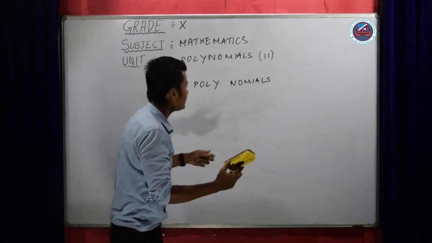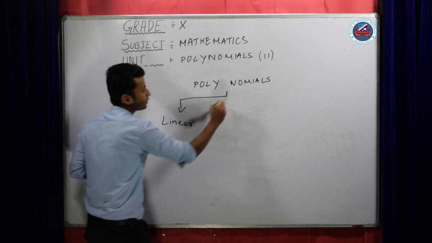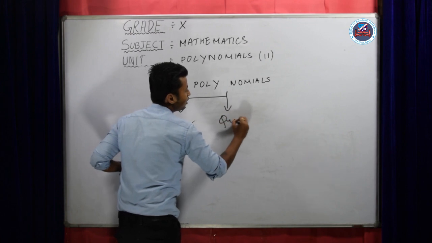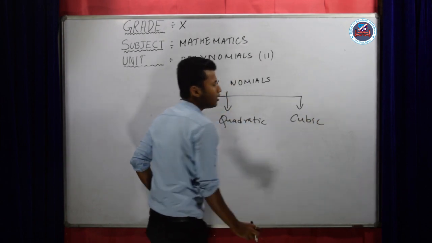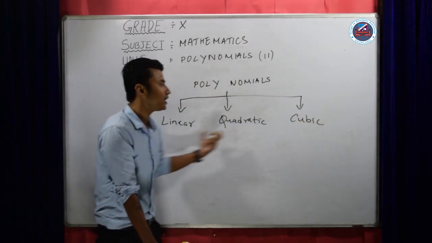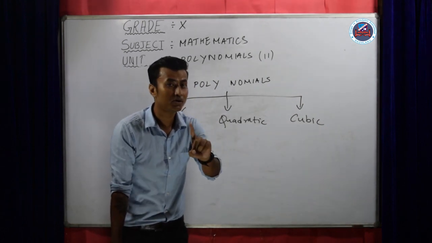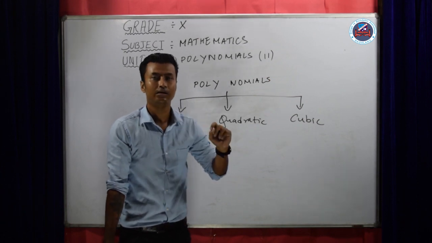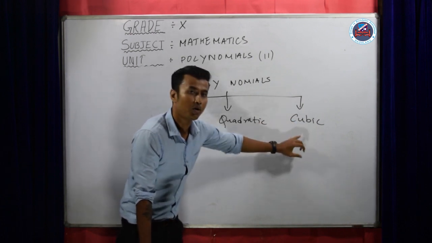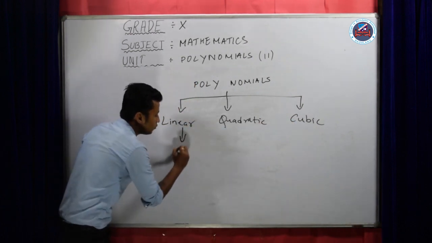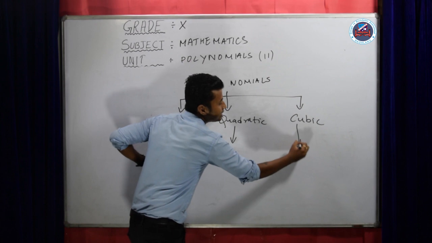Okay, guys? Let's see. So polynomial is divided into 3 parts: linear polynomial, quadratic polynomial, and cubic polynomial. Now guys, how do you differentiate between linear, quadratic and cubic? By looking at the highest power. What is the highest power known as in your previous classes? Degree. So in linear polynomial, quadratic polynomial, cubic polynomial, linear has a highest power of 1, that is degree is 1. Quadratic has a highest power of 2. Cubic has a highest power of 3.